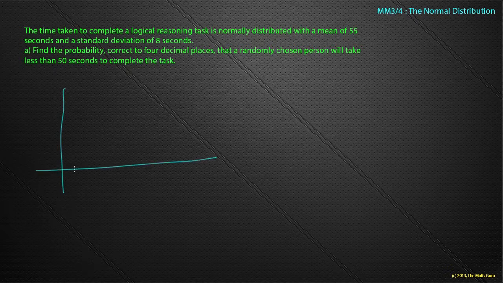So if I just have my normal distribution, we know now that it's going to have 55 as my mean and my standard deviation of 8. So that means that's going to be 63 and 71 and so on, and likewise the other way. Find the probability correct to 4 decimal places that a randomly chosen person will take less than 50 seconds to complete the task. Because this is not the standard normal distribution, what we're trying to find is the probability of x is less than or equal to 50. So we're trying to find the area of the curve that will give us x is less than or equal to 50.